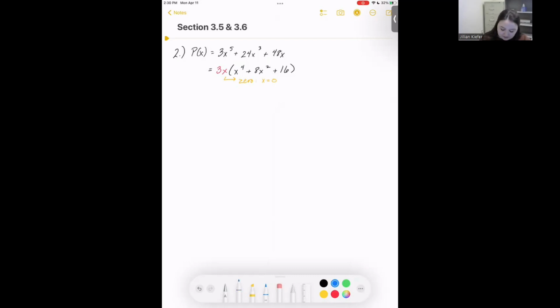So this really means that we're now looking at the rest of this portion right in here. We want to know, how are we going to factor x to the power of 4 plus 8x squared plus 16? How are we going to find the zeros? We actually can't use the quadratic formula because our highest power is 4. You can only use a quadratic formula if your highest power is 2.